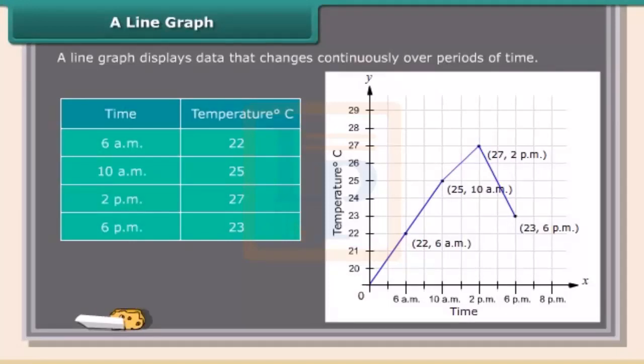From the graph, in between 10 a.m. and 2 p.m., we can find that the temperature was increased by 2 degrees Celsius.